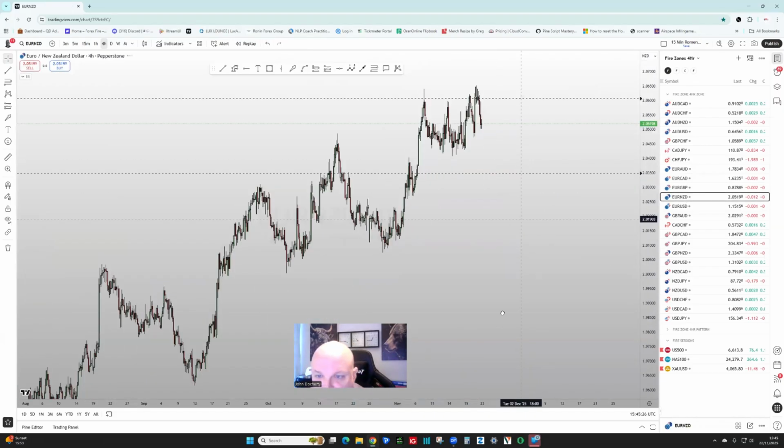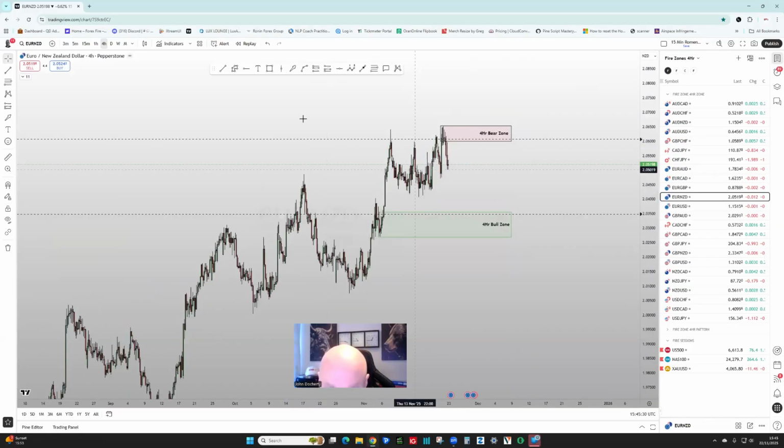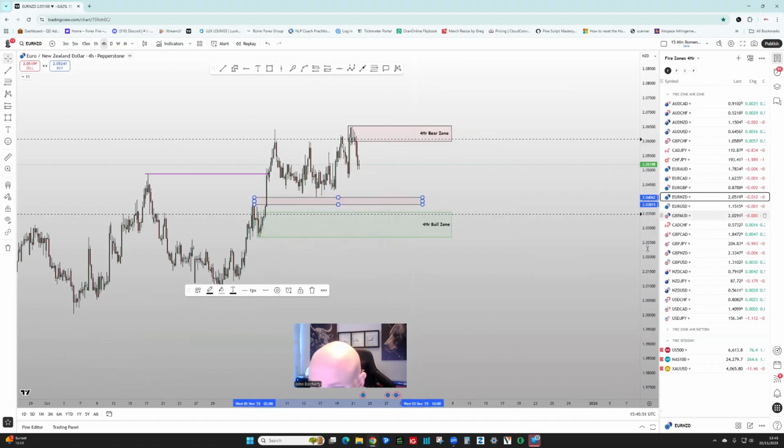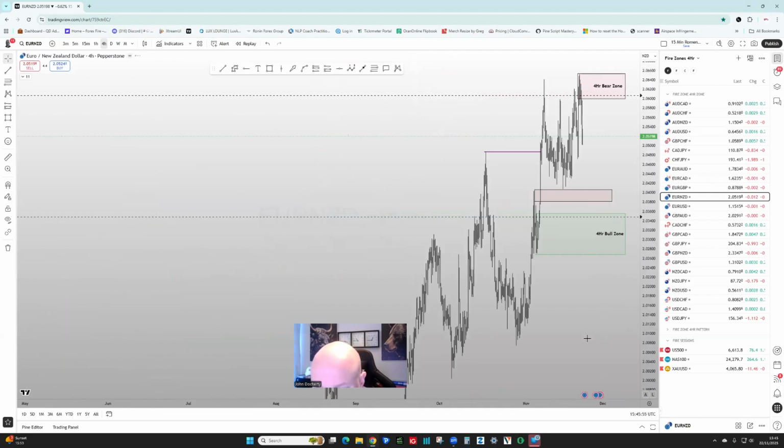Euro NZD, again, another one where we've been consolidating after a break and push through this area here. Okay, so we can see we've broken through that. What we've left behind from here is the fair value between that. It's trying to mitigate. It's done 50% of the mitigation. It has left behind this little bit underneath. From there, we've got the order blocks down on the bottom. But again, we are very much bullish, to be fair, when we look at this.